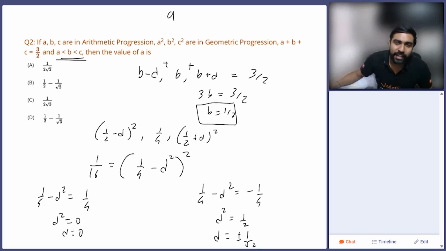So what's the value of A? A will be equal to nothing but 1 by 2 minus the difference, which is 1 upon root 2.